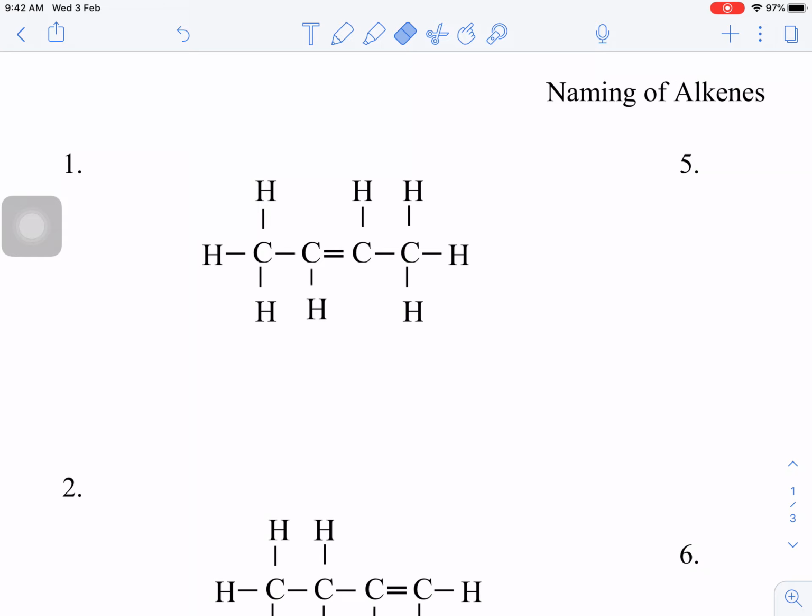Okay, today we want to name alkenes. The rules for naming alkenes are the same as for alkanes, but there is an addition: we must locate the number of the carbon which has the carbon-carbon double bond. Okay, look at the first one. Find the longest chain. So this one is the longest chain.